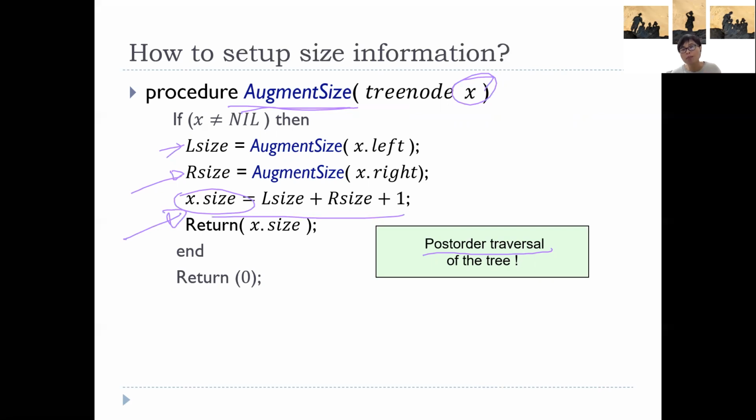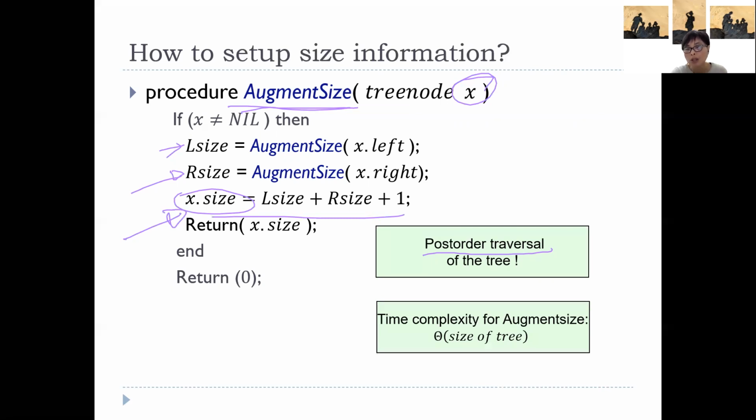So the total time for making these recursive calls is bounded by the number of tree nodes, which is the size of the tree. If there are n tree nodes, this is basically theta of n. You cannot do this in better time, say log n, because you really need to visit every tree node exactly once. That's why it's order of n. So we can set up the size information to augment our input binary search tree in linear time, and the resulting binary search tree still has the same linear space complexity.